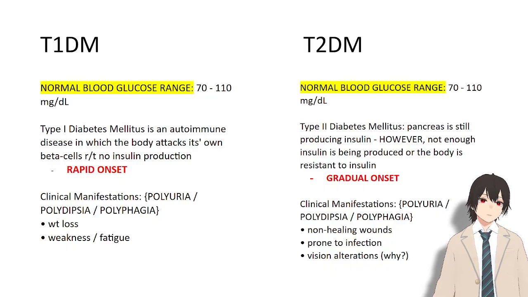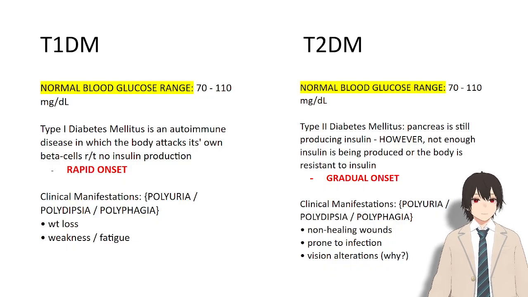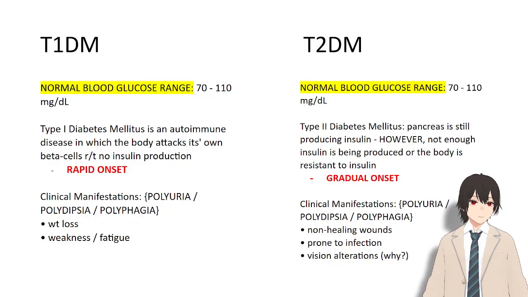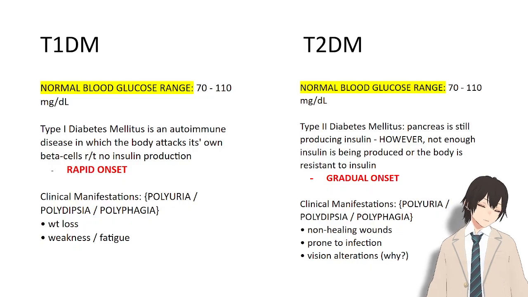Now, the signs and symptoms are also very similar. You have the classic 3 Ps, the polyuria, polydipsia, polyphagia. But there's also the non-healing wounds and being prone to infection and vision alterations.